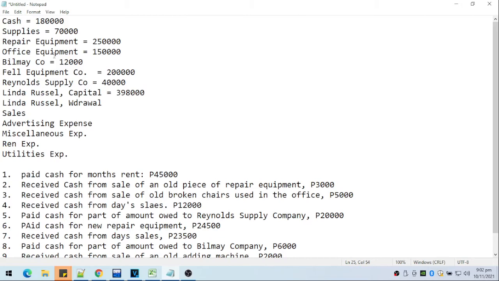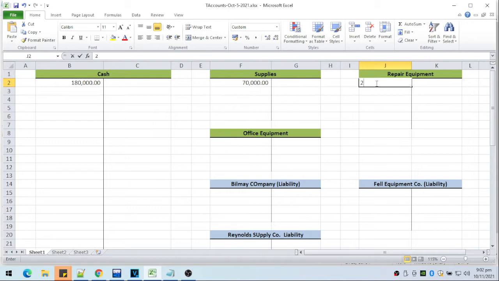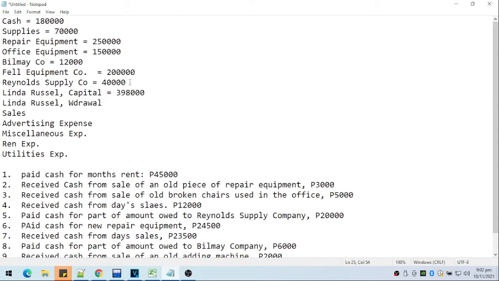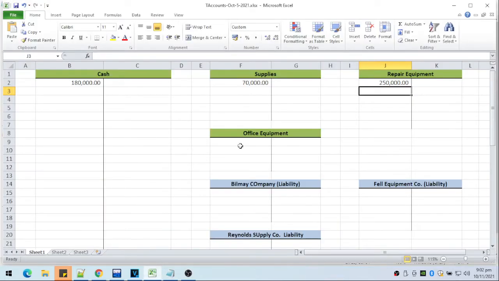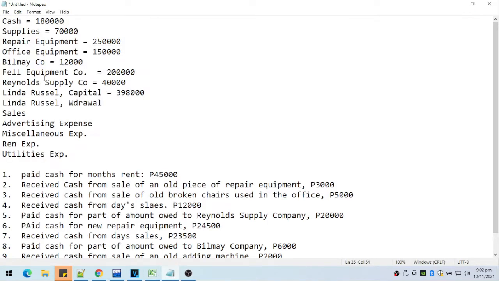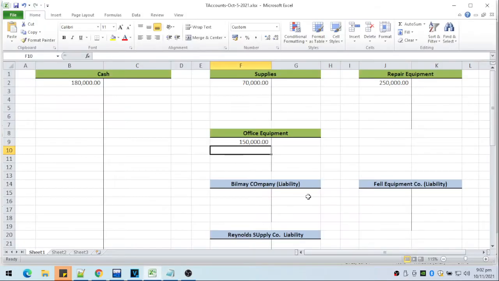And then we have repair equipment 250,000, and office equipment 150,000. So these are all for the assets. Next we have the liabilities. So we have 12,000 for Bill May Company. So this should be 12. The normal balance for liability is the credit side or the right side.